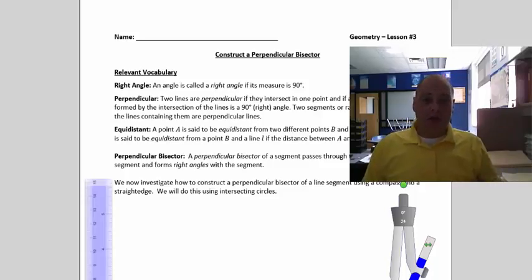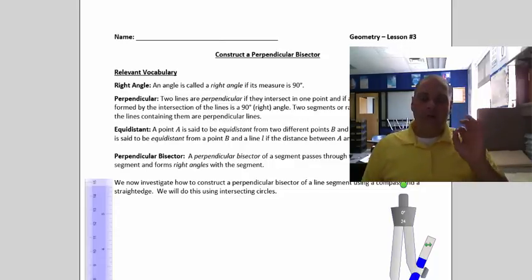I got a treat for you tonight. Nice short video here. We're going to learn how to construct a perpendicular bisector. One of the most important, very, very important constructions, because you kind of use this in other constructions. And this is kind of the basis for everything else we do.